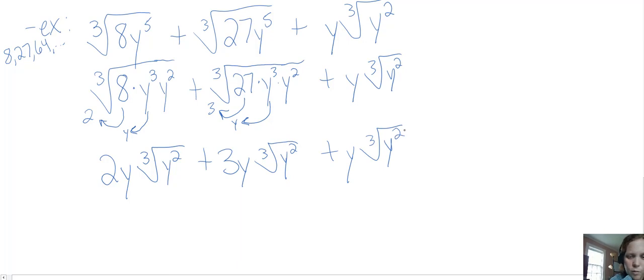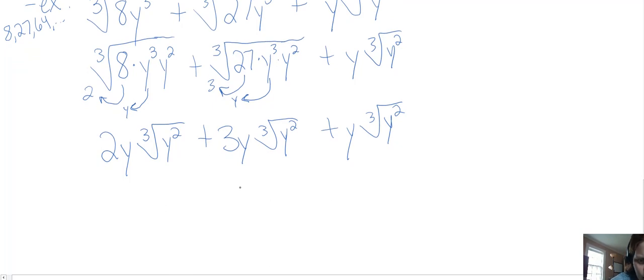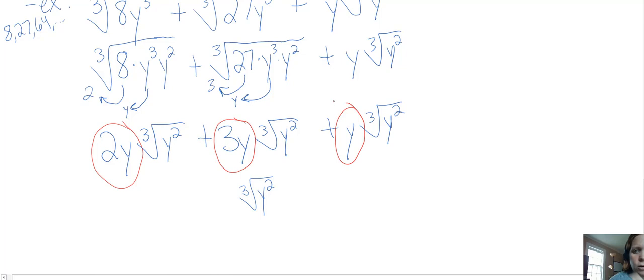So now I'm going to combine like terms because all of these are cube root of y squared, so they have a common radical. And then my things in front, and again, I could look at it two different ways, but if I combine my coefficients, 2y plus 3y is 5y, plus y is 6y. So that is my final answer.